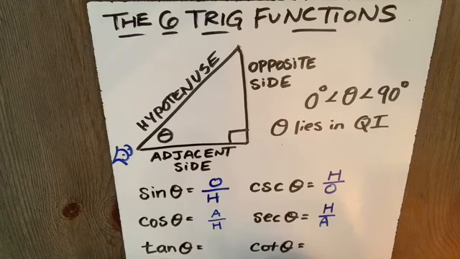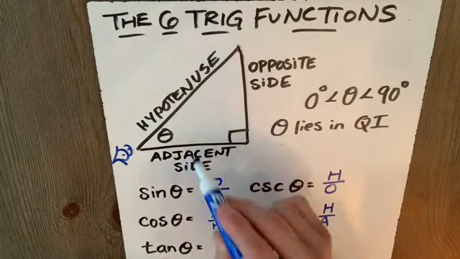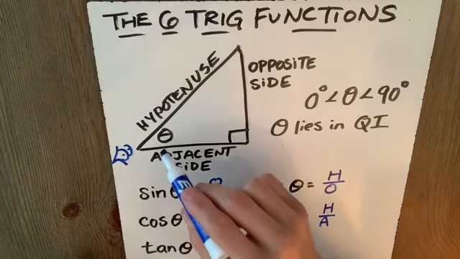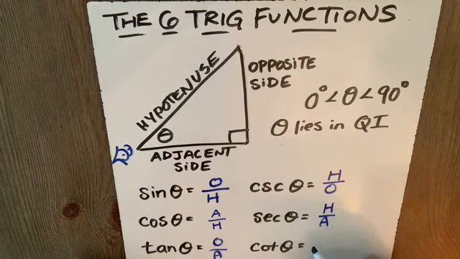Tangent, if we're following our SOHCAHTOA idea, is opposite over adjacent, which means cotangent is adjacent over opposite. And again, you'll see that these two are reciprocals as well.